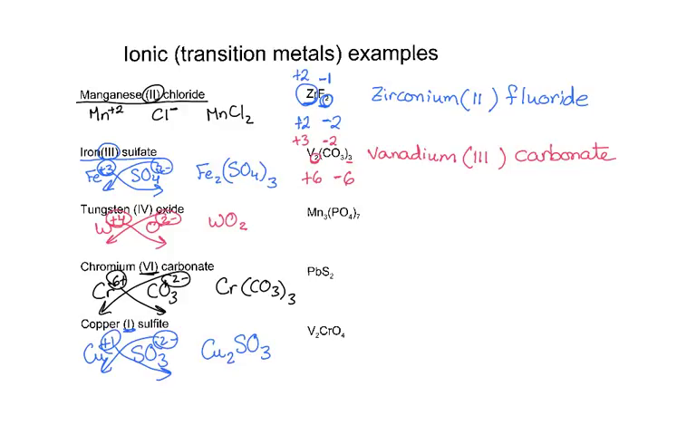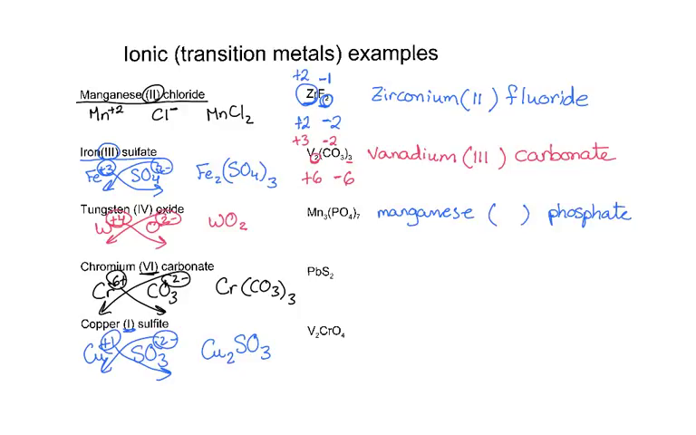Next one, Mn3(PO4)7. So name of the first one, so manganese. Name of the second one, phosphate. It's a polyatomic ion, so we don't end it with IDE, we just write its name. It's ionic. The metal is not in group 1, group 2, or aluminum, zinc, or silver, so we need parentheses, and there we're going to put the charge of the metal.